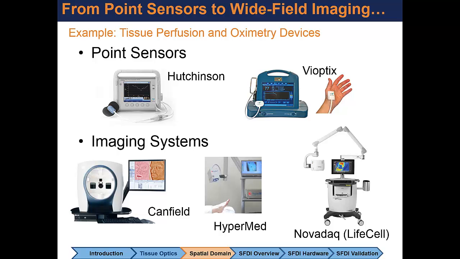Novadak has a system that allows you to inject a fluorescent agent into the bloodstream, and you put up a surgical drape and you look with a camera and illuminate with one wavelength and look at a different wavelength and see how much light comes back versus time. So the fluorophore washes in and washes out, and that's one way to assess perfusion.